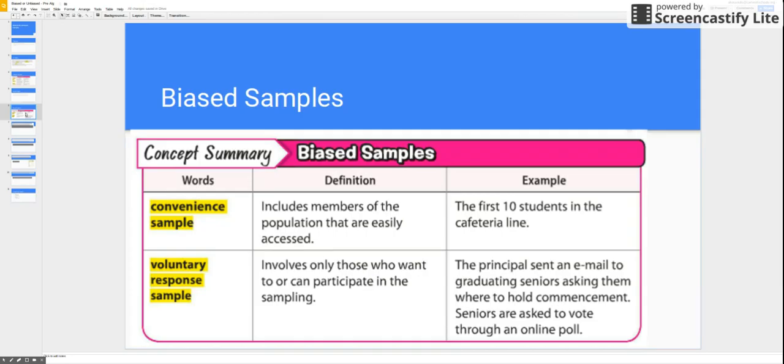A voluntary response sample involves only those who want to participate in the sampling, or who can. An example would be the principal sending an email to graduating seniors asking them where to hold commencement. Seniors are asked to vote through an online poll. So this is voluntary. This is whether they want to do it or not.